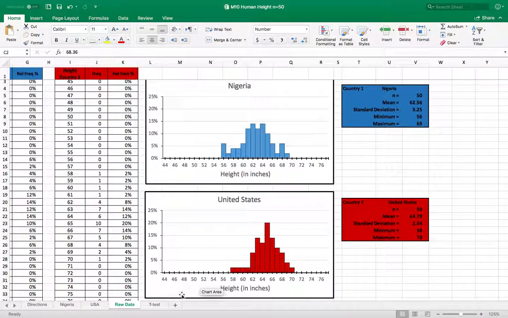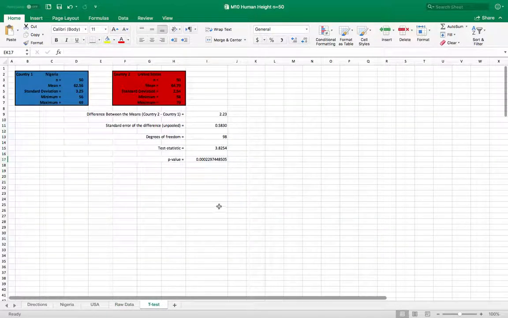For my hypothesis testing procedure, the level of significance I used is just the standard 0.05. We used a t-test for this data. I'll bring us over to that real quick. The difference between the two means is about 2 1/4 inches, as I already stated. The degrees of freedom, of course, is 98. If you just add the sample sizes of both populations and subtract 2, you'll get that.